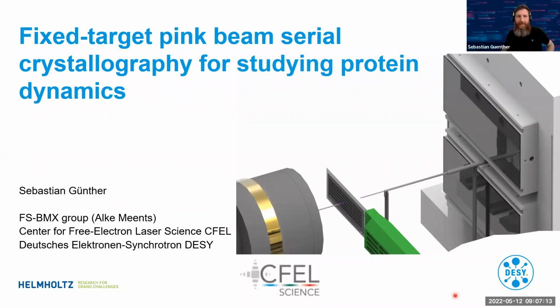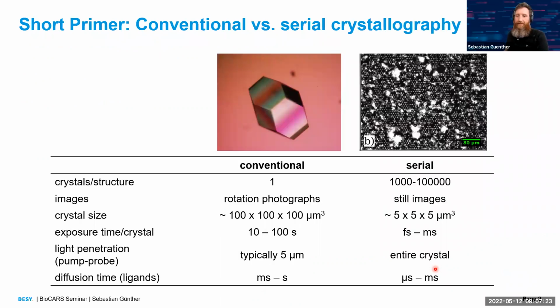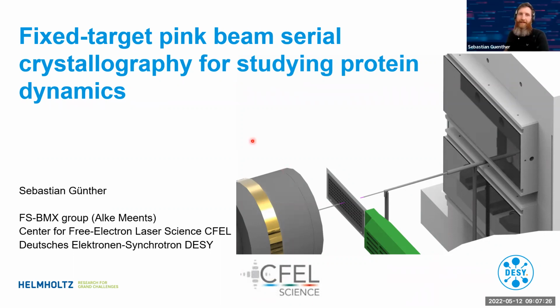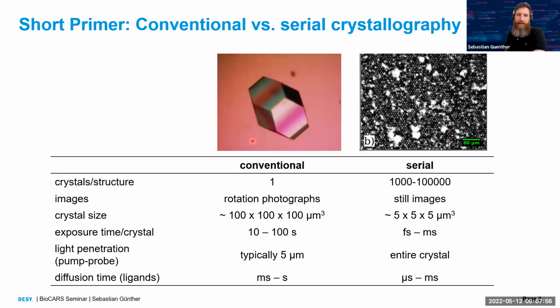With this, I guess I'll just get into my talk. So I will briefly start with a very short primer on serial crystallography. I will talk about fixed target pink beam serial crystallography to study protein dynamics. So I will briefly go over serial crystallography and why we use fixed targets for this, and then give a few examples of how we use the methods we developed to study protein dynamics. And then in the end, probably give a little outlook of what more we do in terms of method development.